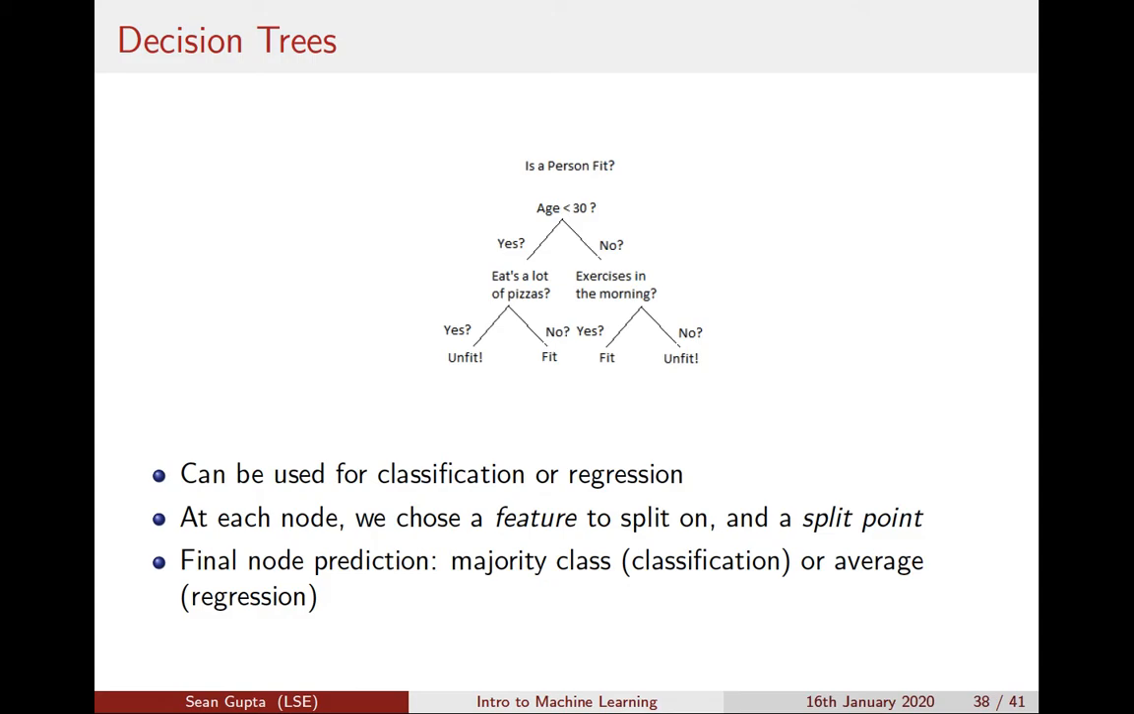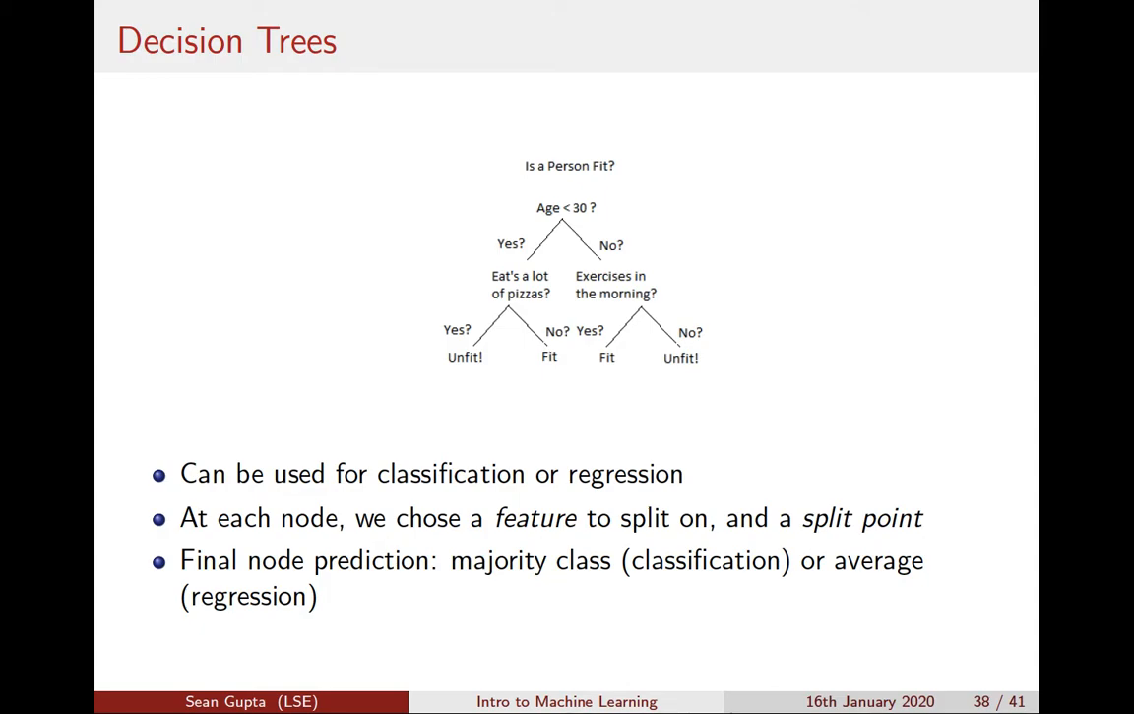What we do in this decision tree is at each node, at each decision point, we choose a feature that we want to split on and how we want to split. Here, we split on the feature age, and the split point is 30. Here, we split on the feature eating pizzas, and there's no real split point because it's just yes or no. Same here. Does the person exercise in the morning? If yes, we go left. If no, we go right.